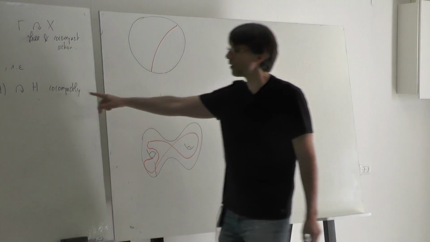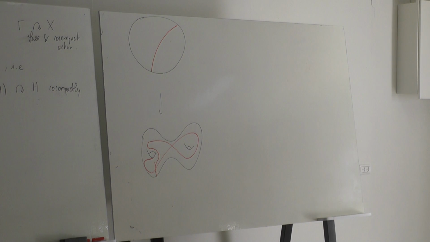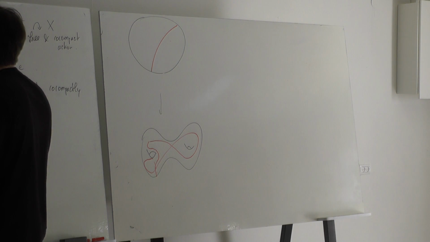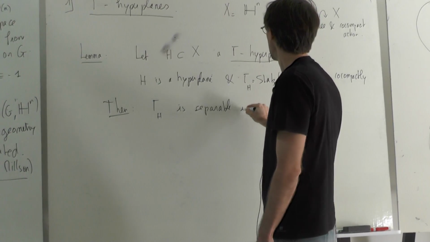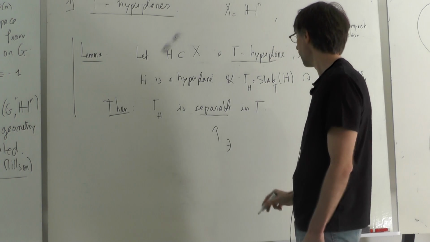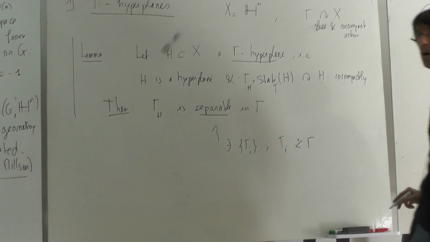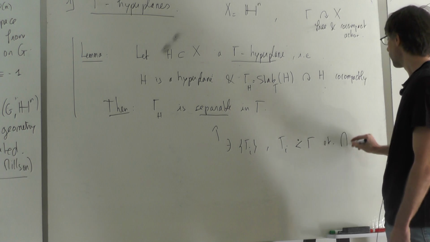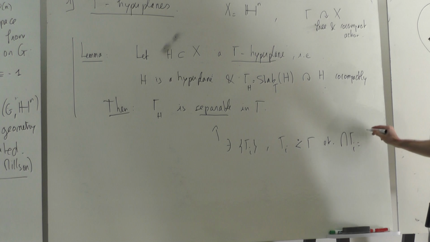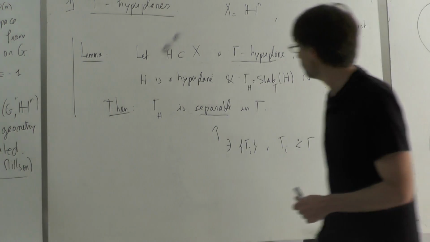It projects onto a closed geodesic. So here is what gamma hyperplane is, and what is the content of the lemma? Let me call this gamma H. Gamma H is separable in gamma. Recall that it means that there exists a sequence of finite index subgroups gamma i of gamma such that the intersection of the gamma i is exactly equal to gamma H. Okay? So this is the content of the lemma.